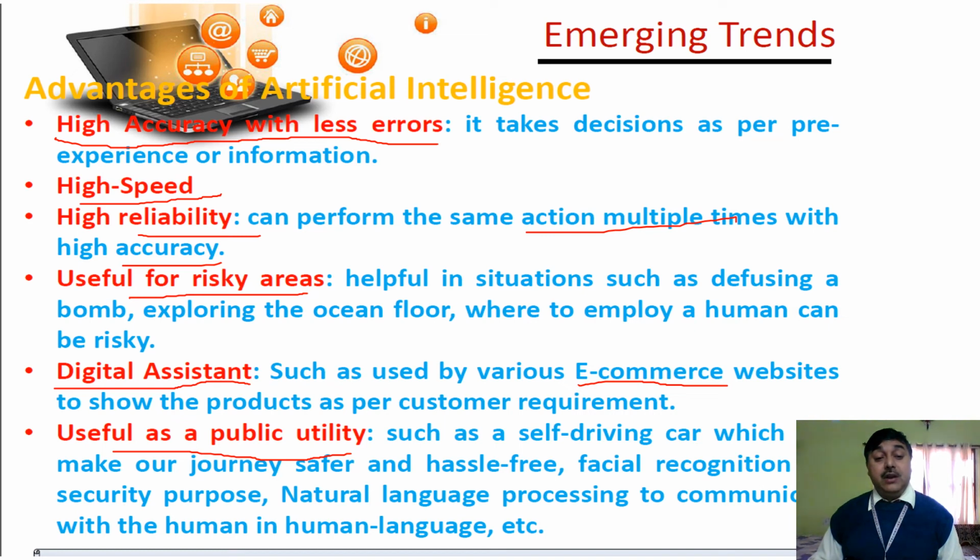There is facial recognition, there is journey safety, natural language processing, communication with human beings in a very natural way so that human beings can understand. So those are the things we can find. Our mobile phones do many things. This is one of the very good examples of artificial intelligence, where we find all these things that have been discussed: high accuracy, less error, high speed, high reliability, usefulness in risk areas, digital assistant.